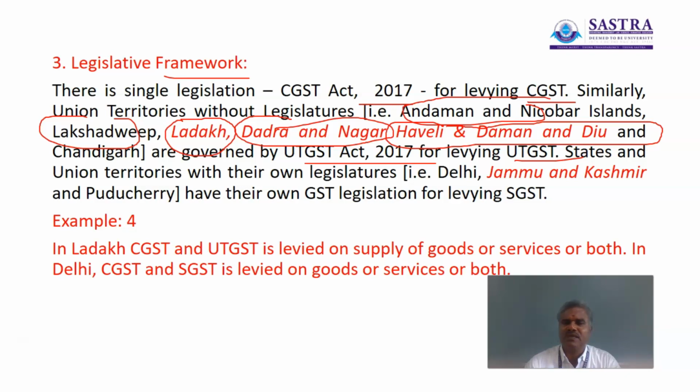State and union territories with their own legislation: Delhi, Jammu and Kashmir, and Puducherry, Pondicherry have their own GST legislation for SGST. For example, in Ladakh, CGST and UTGST are levied on the supply of goods or services because it's a union territory. In Delhi, it's a state authority, CGST and SGST.